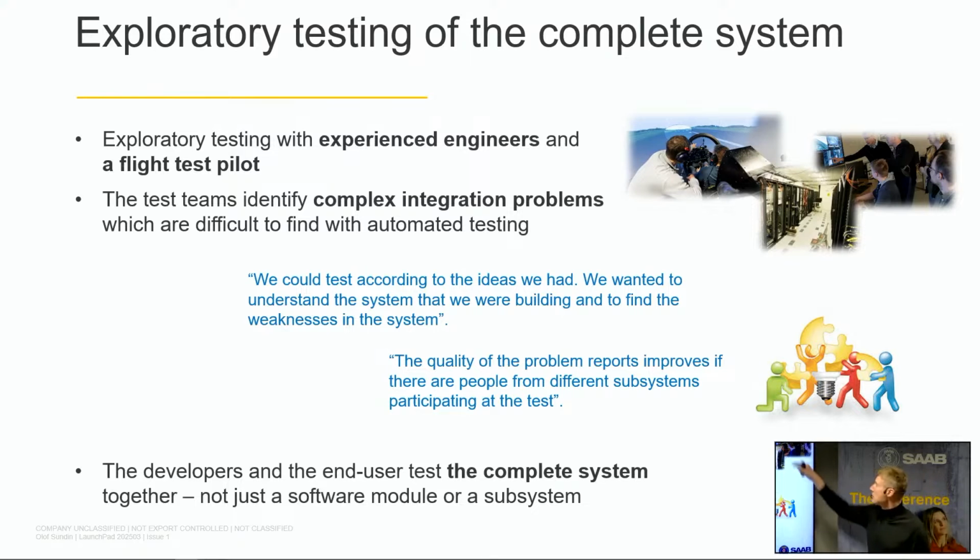And then the test team is in the room next door. All the equipment from the aircraft, the computers, etc., is in a server hall in another room. Having these experienced engineers, representing the different test teams, testing together, we've seen that this is a good way to identify complex integration problems which are difficult to identify with automated testing, because you don't know what you're looking for. If you have an automated test case, then you write the test case checking for something. Here you explore the product and find the problems that you didn't know that you have.